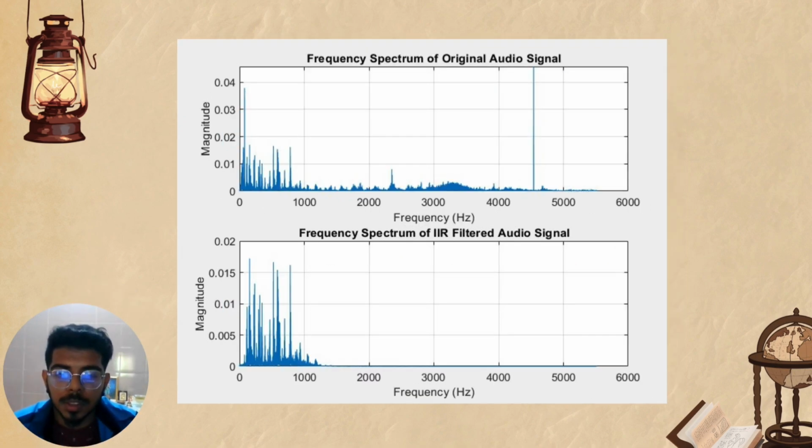Okay, now let's see the frequency spectrum output for the IIR filter. So the original audio's frequency spectrum shows significant noise components across the entire range with prominent peaks, especially in the lower frequency and near 5000 Hz. Also, after applying the IIR filter, the noise components are greatly attenuated, especially in the higher frequency range. The filtered signal retains only the essential frequencies while reducing unwanted noise.